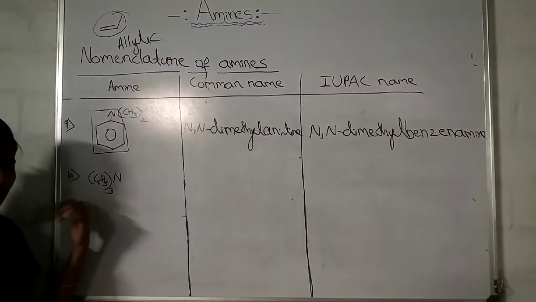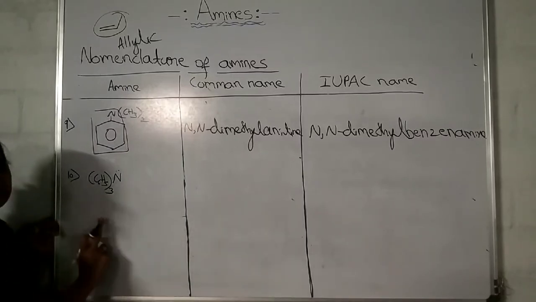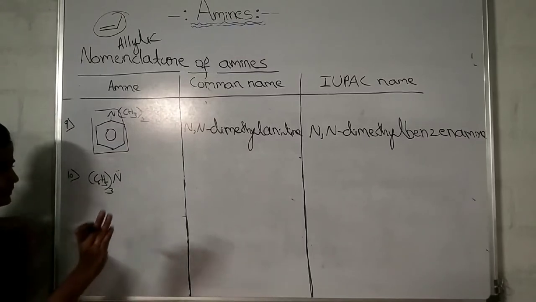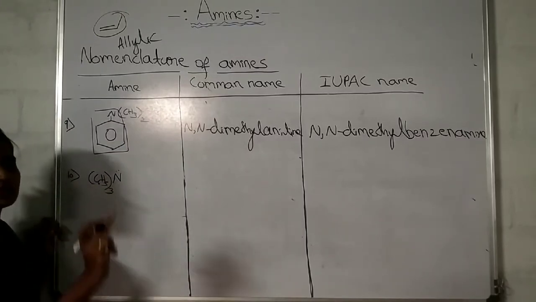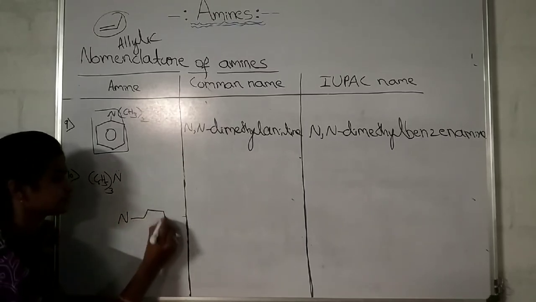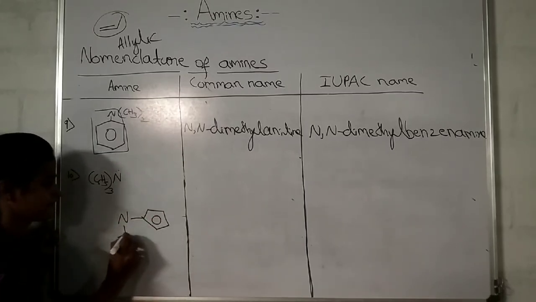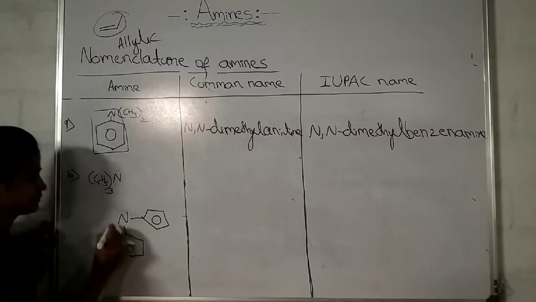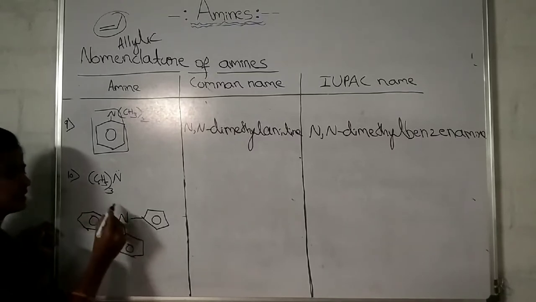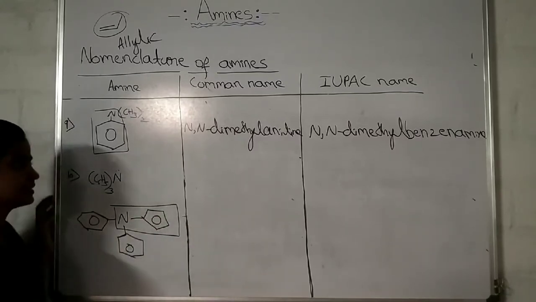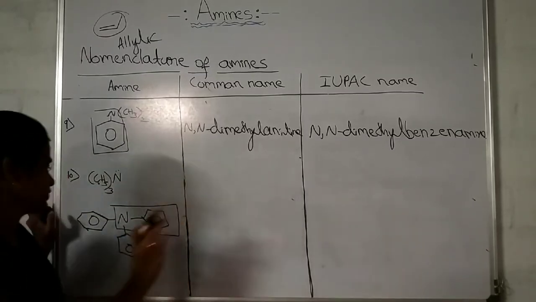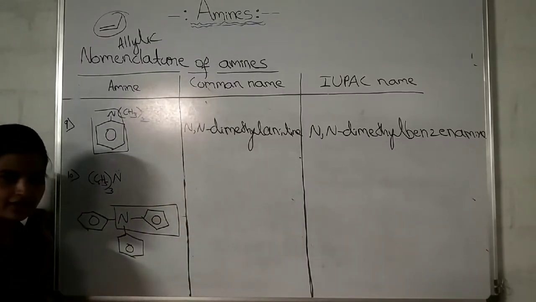Last example. Observe this example carefully. C6H5 thrice. With the nitrogen, how many hydrogens are there? No hydrogens are attached. Its structure is like this actually. Out of 3 benzene rings, one should be considered as the parent. Then what is the name of the parent? Aniline or benzenamine. 2 identical substituents are there.